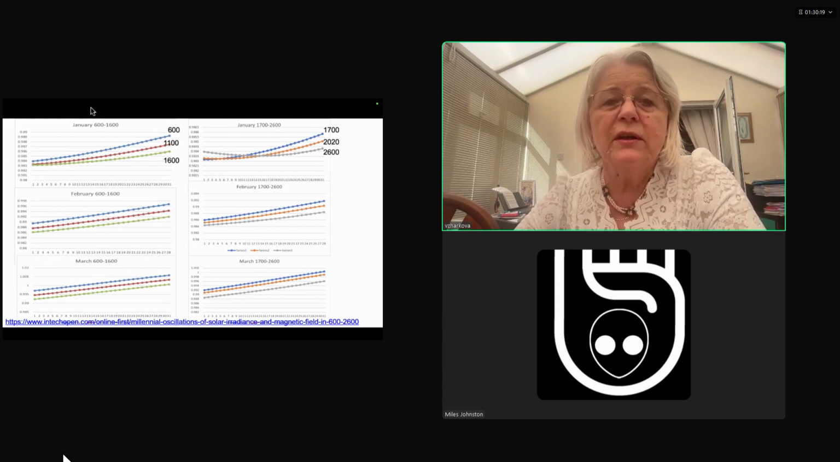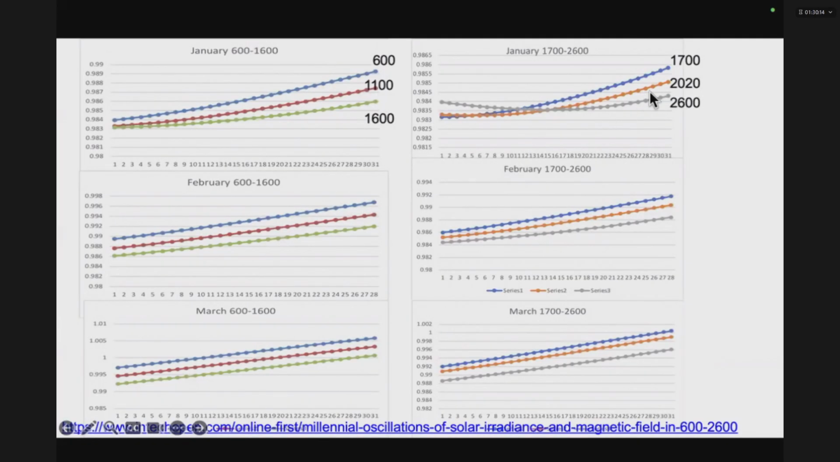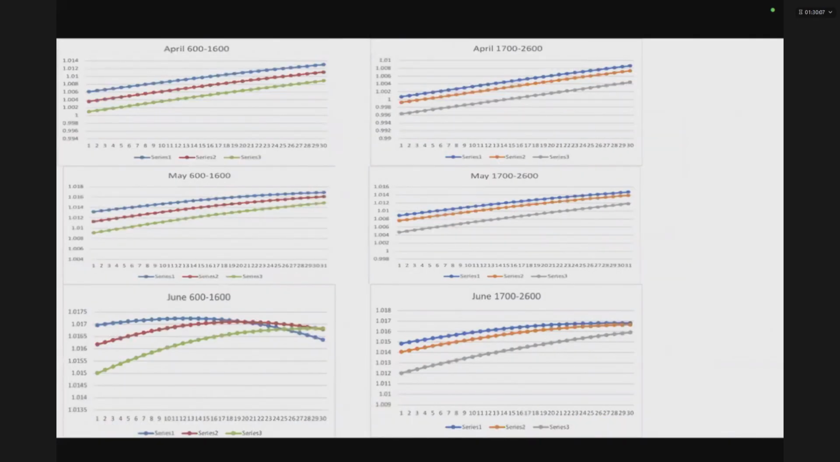And here you see it started moving from 600, but the much strongest movement is in this millennium, from 1700, moving closer and closer, which means the temperature. So this is the distance changing.